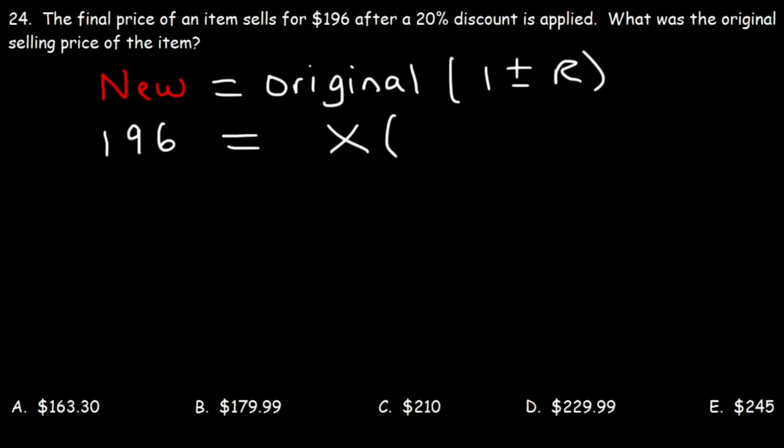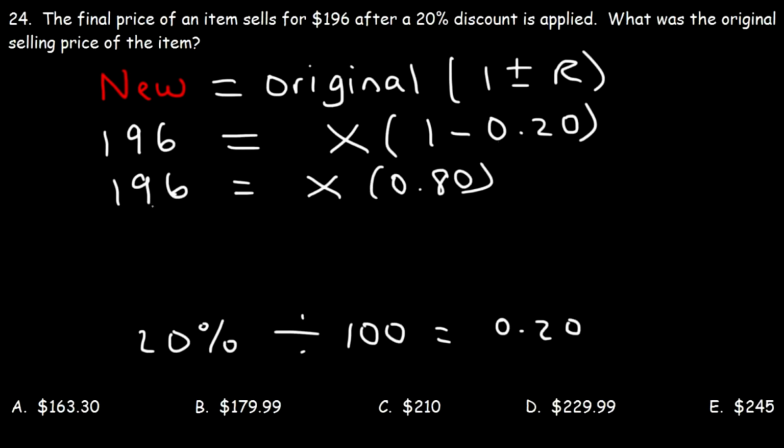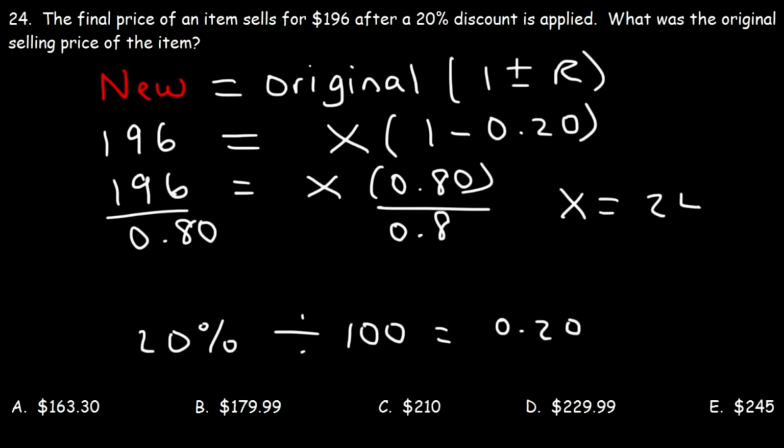Now we need to convert 20% into a decimal. So let's divide it by 100. So that's going to be 0.20. Now, because we're dealing with a discount, it's not going to be 1 plus r. It's going to be 1 minus r. So this is 1 minus 0.20. And 1 minus 0.20 is 0.80. So to find the original price, we need to divide by 0.8. So 196 divided by 0.8, that's going to be $245.